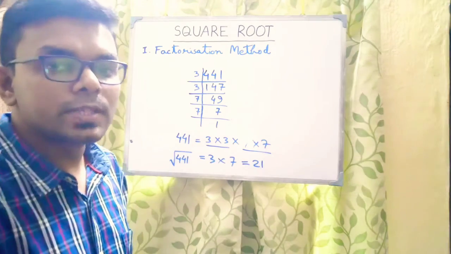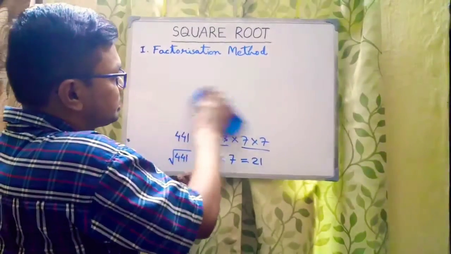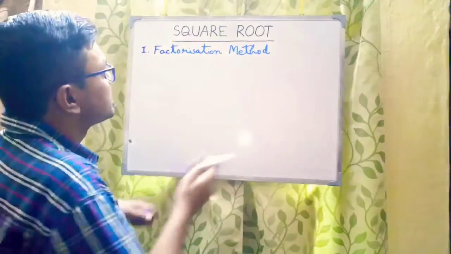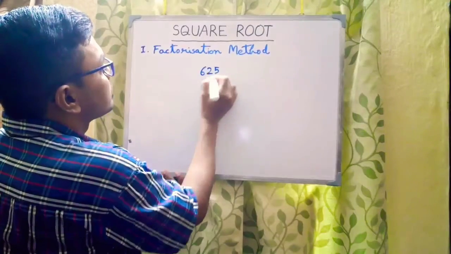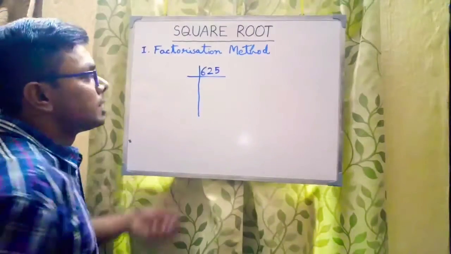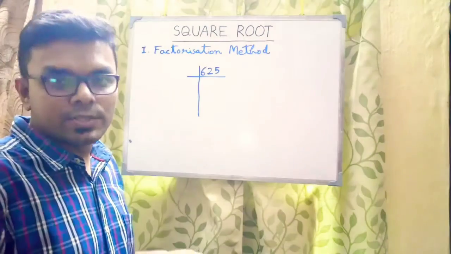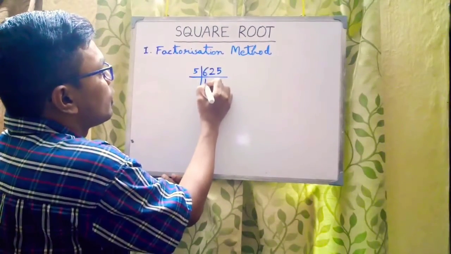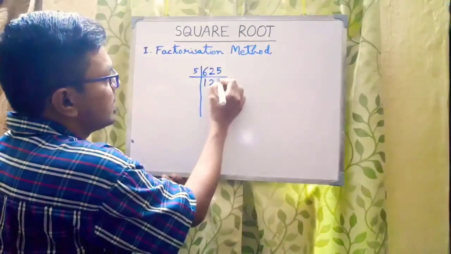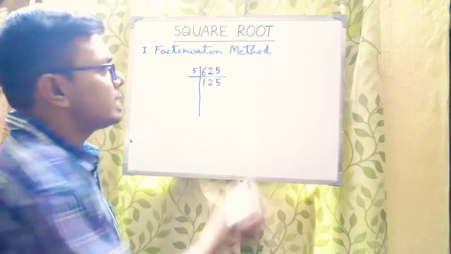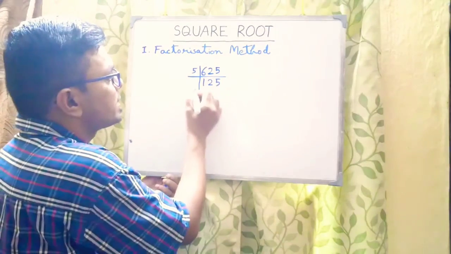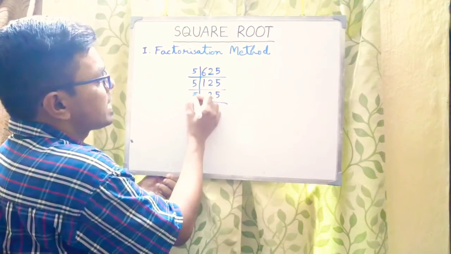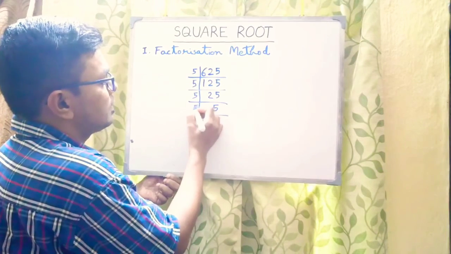Let me show you another example using the factorization method. Now let's try 625. So we draw a grid like this. Now we have 5 in the ones digit, so we can pretty well say that this can be divided by 5. So let's try 5 1 time, 2 times 10, 25, 125. So we are left with 125. Again 5 comes here in the ones digit, so we can again divide by 5. 2 times is 10, 25, 5. And now this time it will be 5 into 5, and finally we are left with 5 times 1.